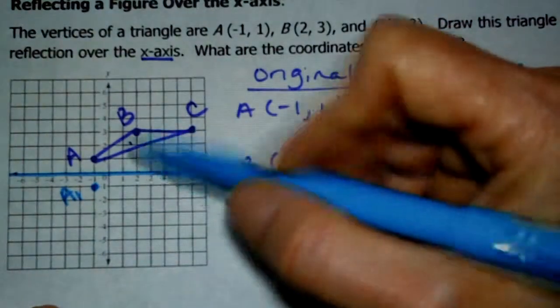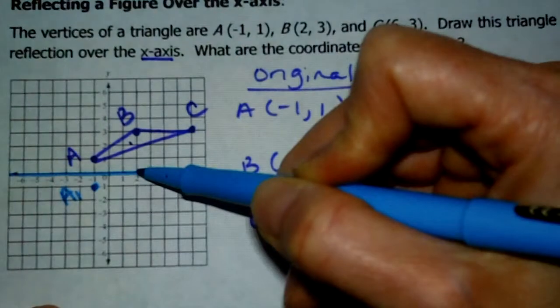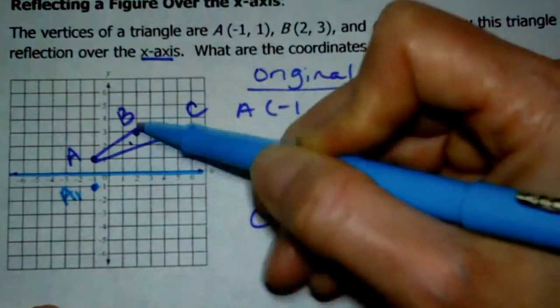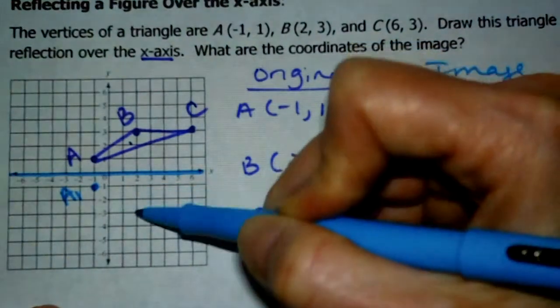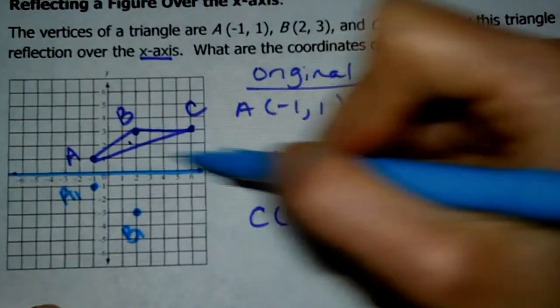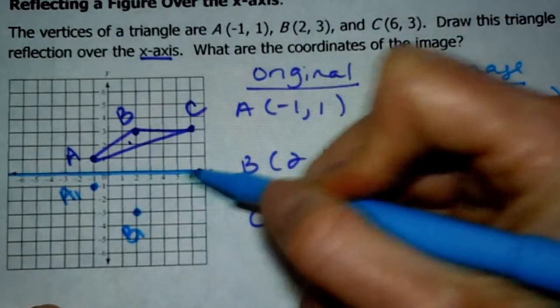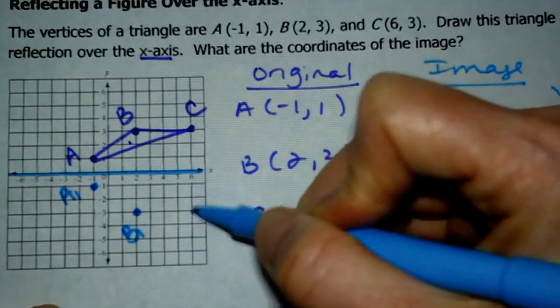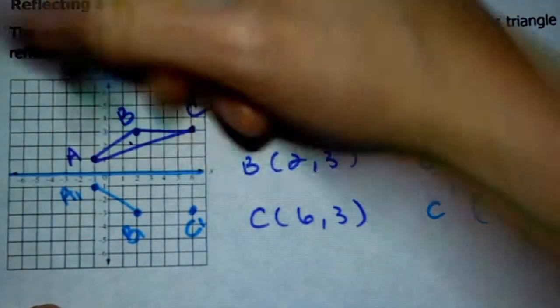Over here, here's B. B is 2 over, and it's 1, 2, 3 away from the mirror. So its reflection needs to be 2 over and 3 away from the mirror. So that's my B prime. C prime is 6 over and 3 away from the mirror. So you need its reflection to be 6 over and 3 away from the mirror, and put your little prime symbol there.